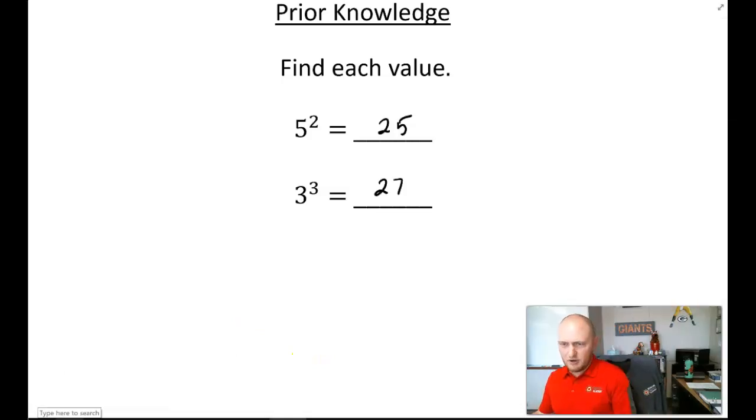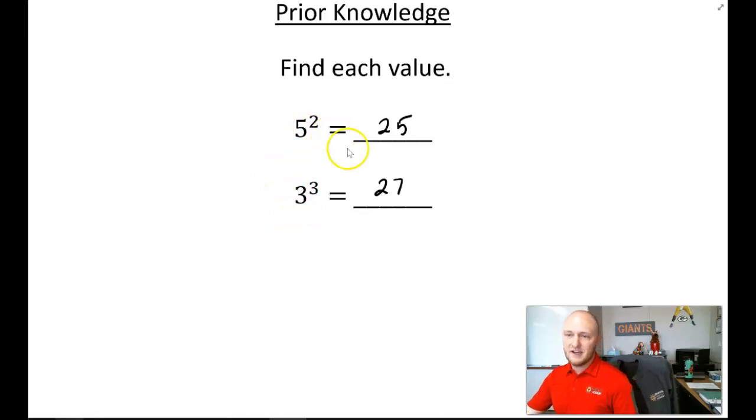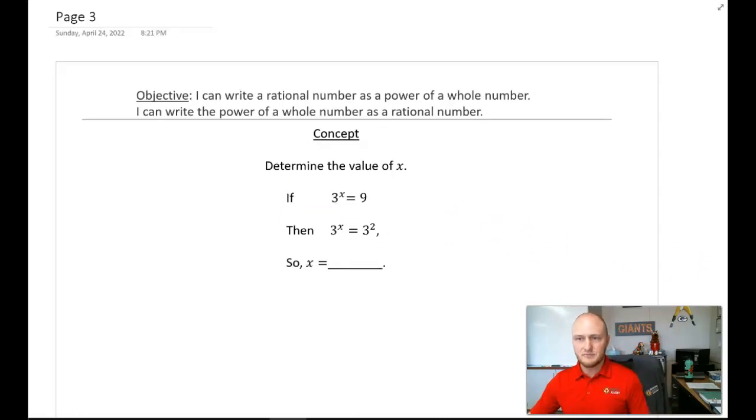All right, here are the answers. Should be very, very simple. 5 squared is 5 times 5, which gives us 25, and 3 cubed is 3 times 3, which is 9, times 3, which is 27.